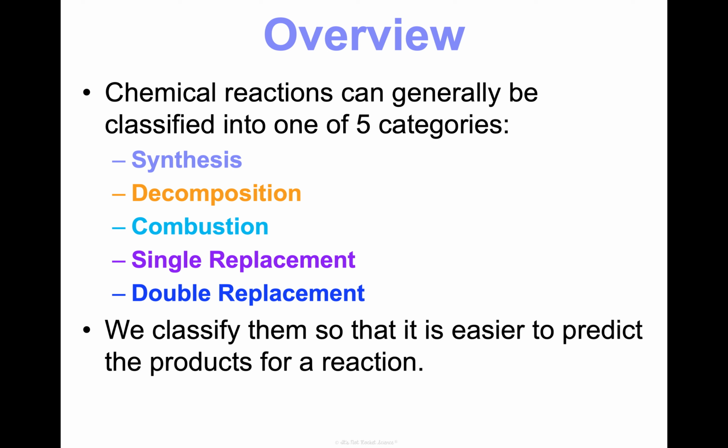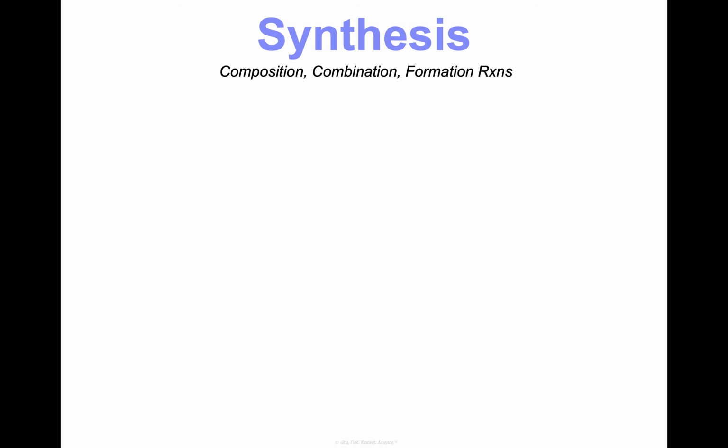The reason it is helpful to be able to classify reactions is that if you know the type of reaction and you see the reactants, you can then predict what products will form. That's something we'll be doing at the end of this concept, so stay tuned for that. We're going to walk through each of these. I'm going to summarize what you need to know about each, and I'll give you some examples that I think will be really helpful. So first, synthesis.